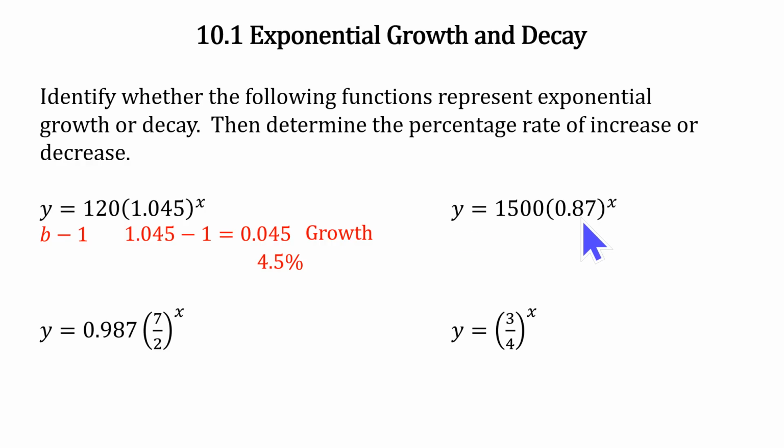Here I do b minus 1. I get 0.87 minus 1 equals negative 0.13. So that's decay. With the decimal moved over, we are decaying by 13%.